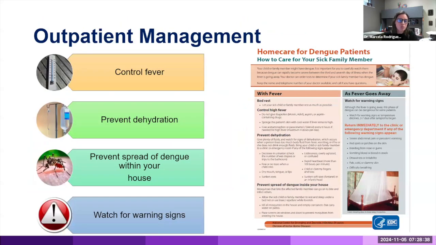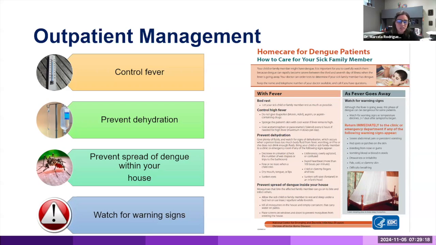So some tips about outpatient management that we should tell our patients. First of all, control the fever. We should recommend that they get some bed rest. We should prevent dehydration. So just give them an oral challenge and make sure they tolerate small amounts of fluid slowly, every 10 to 15 minutes. We should teach them how to prevent spread of dengue within their house, and we're going to talk a little bit about that in a minute. And we should teach them how to watch for warning signs.